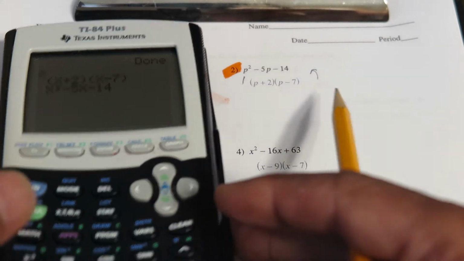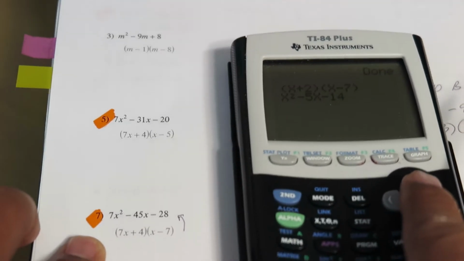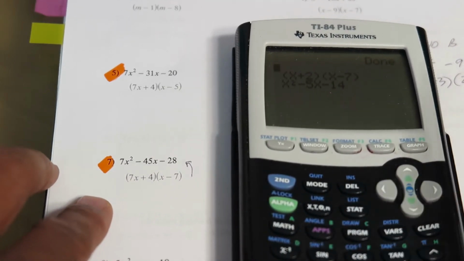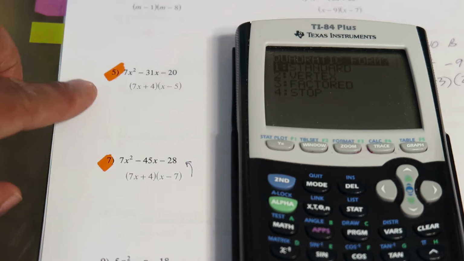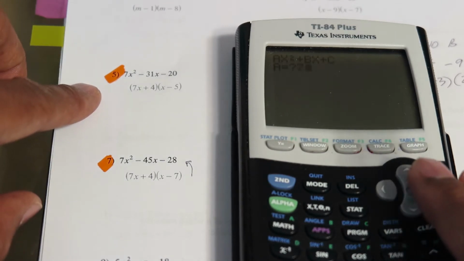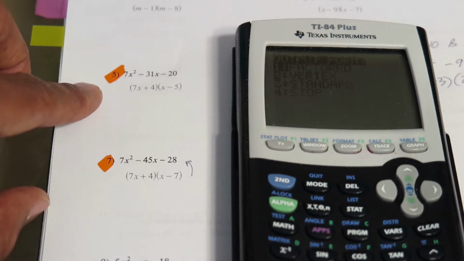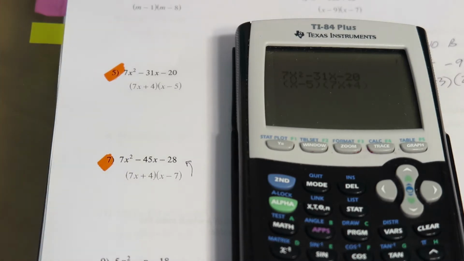Okay, pretty straightforward. Now, here's where it becomes really valuable: when you have something that doesn't have a leading coefficient of 1, for instance, number 5. We're going to take in the standard. The leading coefficient is 7, the B term is -31, and the C term is -20. Now we want to factor it, so choose option 1. It's working. There it goes. It says the factors are x minus 5 and 7x plus 4.